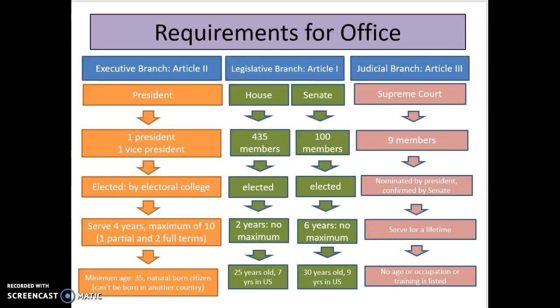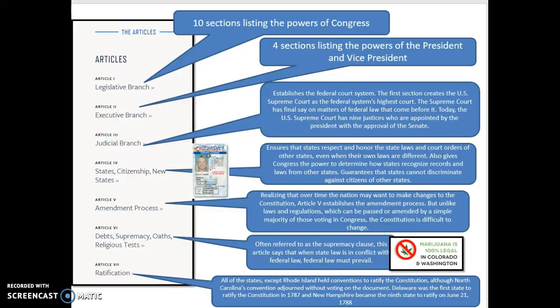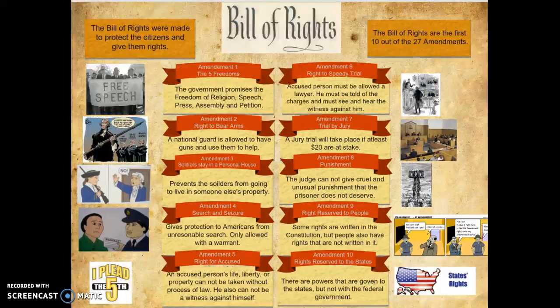But it's more important to know the requirements for office, if you would like to run for office. Of course, the Articles 1, 2, and 3 and how our power is broken up. Basically what's in the 7 articles, very important to your specific life, are the Bill of Rights and all 27 amendments, and what gives you the power to vote, what gives you the right to vote. All of those amendments are very important.